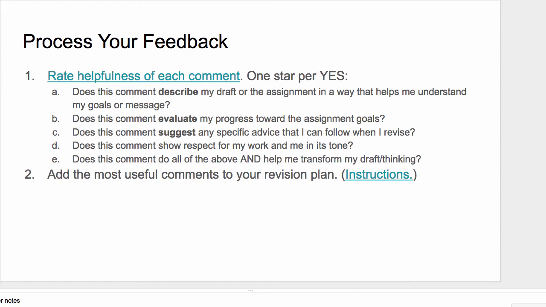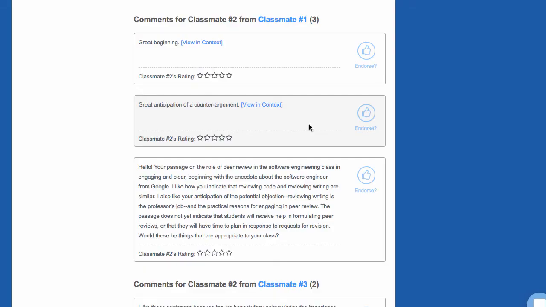Does it respect your work and its tone? That could be a star for kindness. Use all 5 stars only if the comment really helps you transform your work. So let me demonstrate how that star rating works.